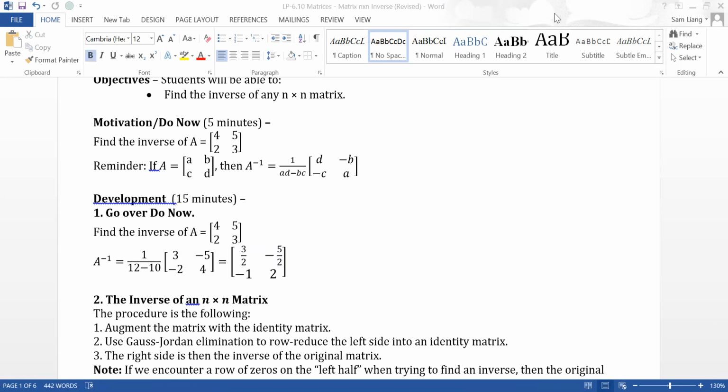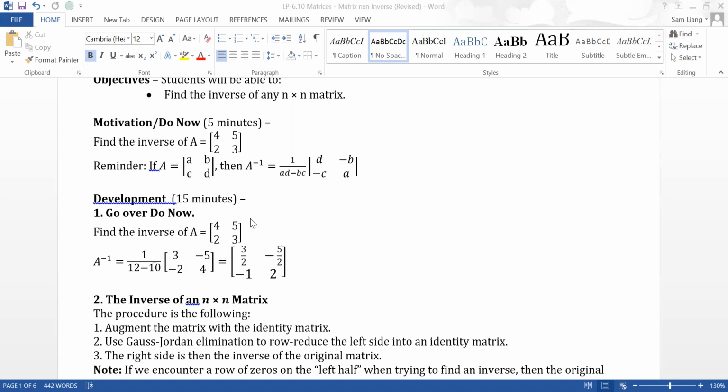Okay, so I just followed the equation. So 1 over AD, so that's 4 times 3, minus BC, so 5 times 2. So that gives you 1/2. And then D, negative B, negative C, A. So the matrix is 3, negative 5, negative 2, and 4. And then you just multiply that by 1/2, so divide by 2. So 3/2, negative 5 over 2, negative 1, and 2.